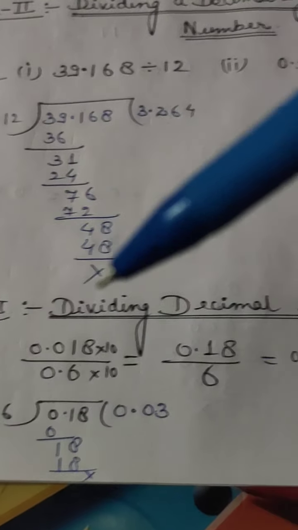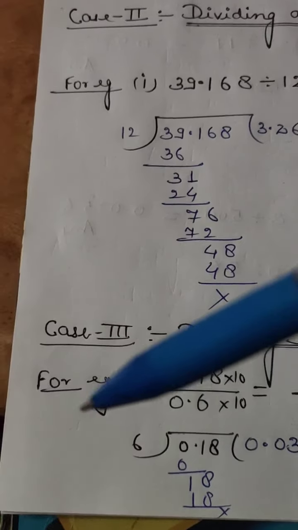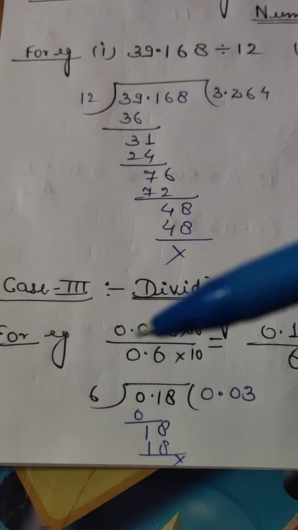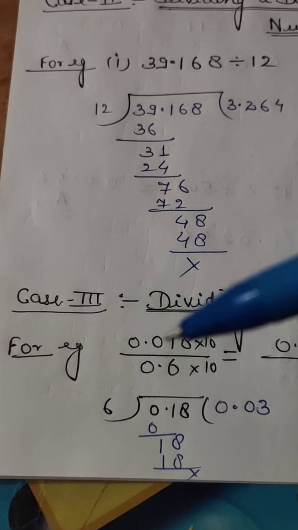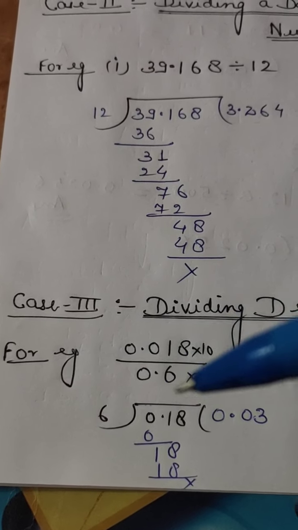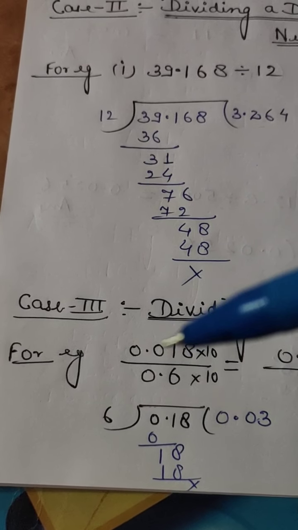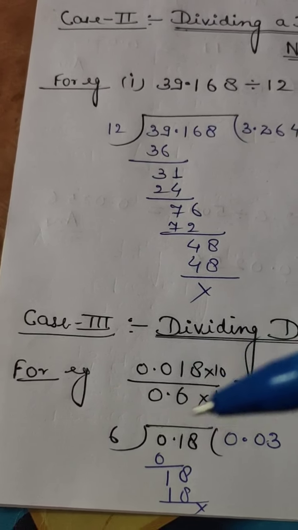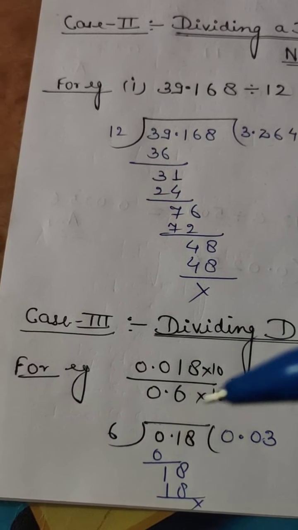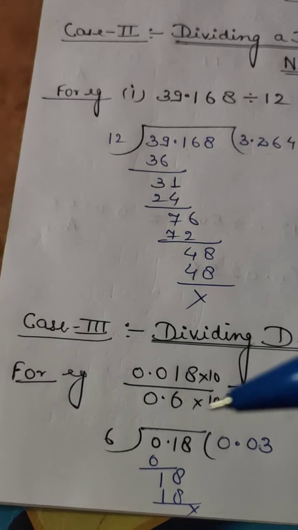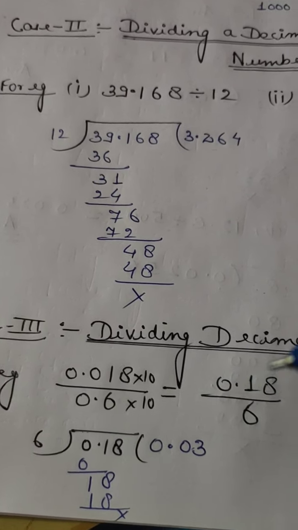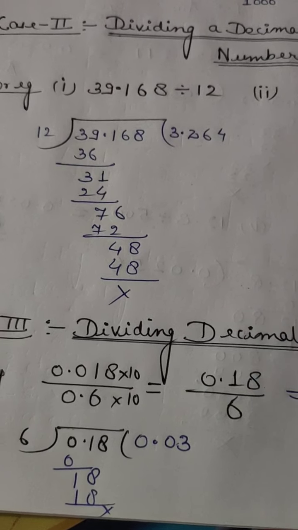The next case is dividing a decimal by a decimal. So this case is a little bit typical, but it is easy. Here 0.018 is divided by 0.6. Here both the numerator as well as the denominator are decimal numbers. First you have to make the denominator a whole number. So what I have done, I have just multiplied both numerator and denominator by 10. So what do I get? 0.18 divided by 6.